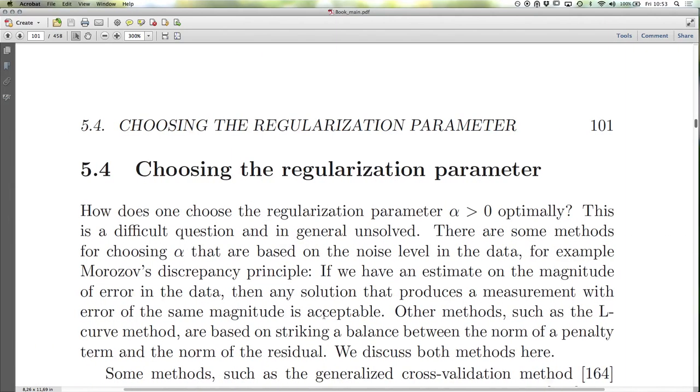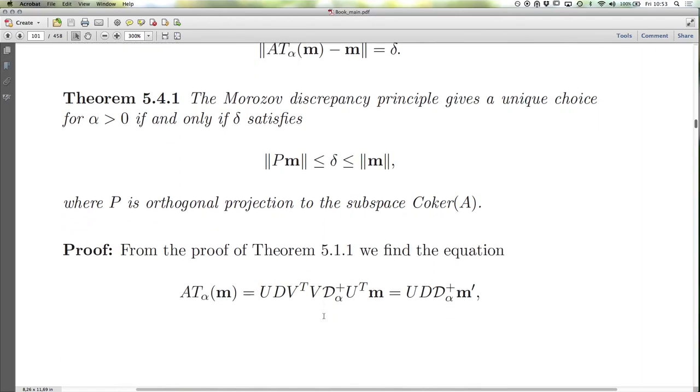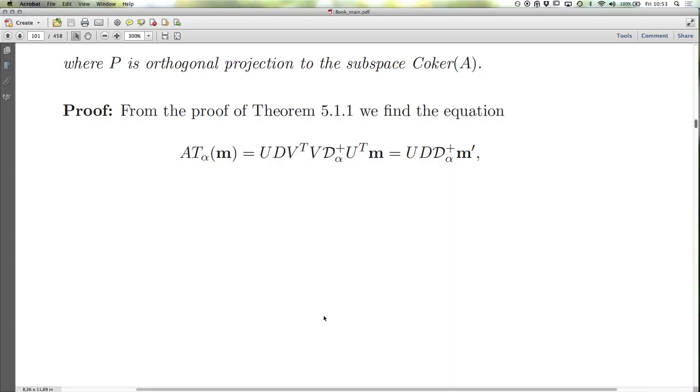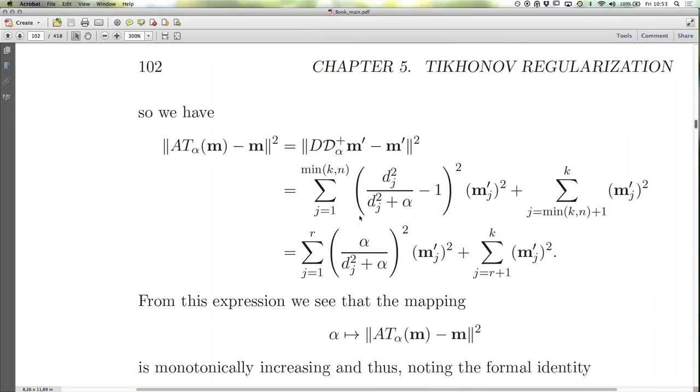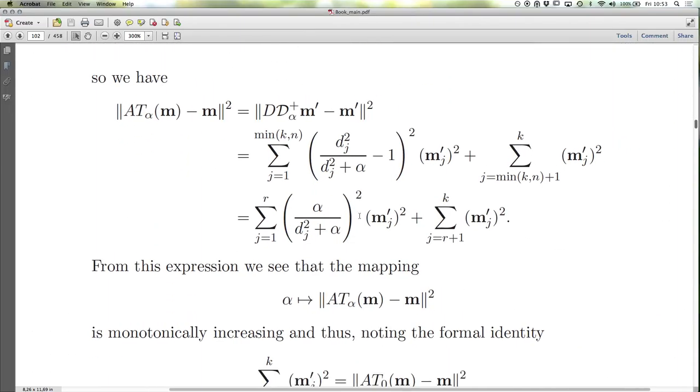Where is our Morozov? Choosing the regularization parameter. Morozov, okay. So then, there's a notation, U transpose m is called m prime. So U transpose is just an orthonormal rotational transformation of the vector m. And let's see what happens here. As previously in the computation, we saw that we can divide, when computing such a term, it divides up into something going from 1 to r, and then here is the rest, which is much simpler.